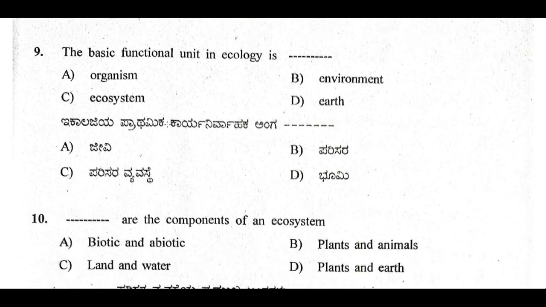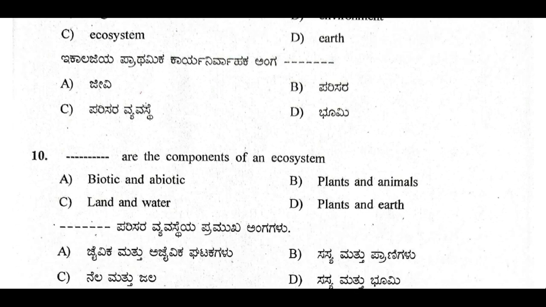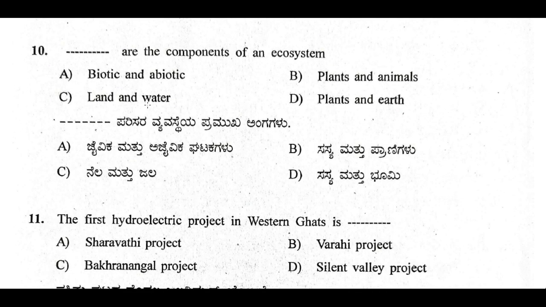Question number 9, the basic functional unit in ecology is dash. Option A, organism. Option B, environment. Option C, ecosystem. Or is it option D, earth? As we know, the ecosystem is the basic functional unit based on the study of ecology. So therefore, ecosystem is the right option. We study ecosystem in ecology, so the functional unit in ecology is ecosystem.